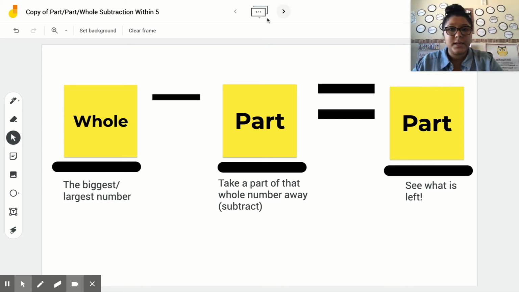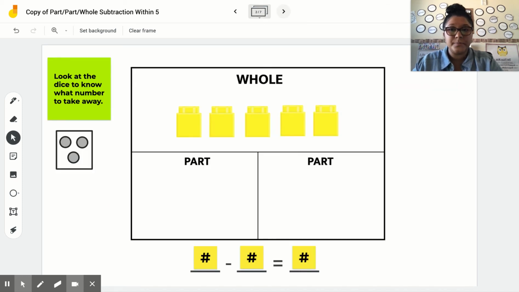So let's take a look at our first problem here. You will get a Jamboard that looks exactly like this. I'm going to go through this with you, so whenever you go to do it, you will know how to do it. You will already have seen these questions, so this is to help you.